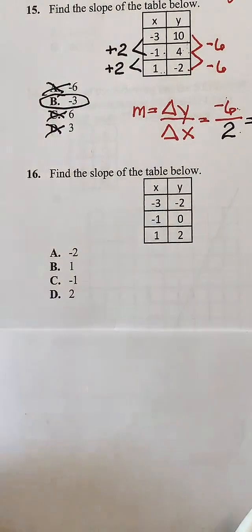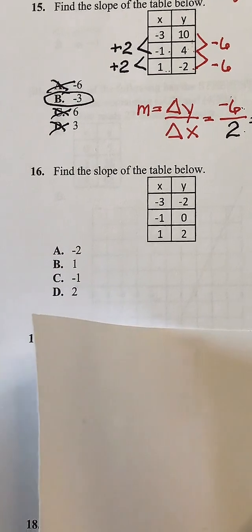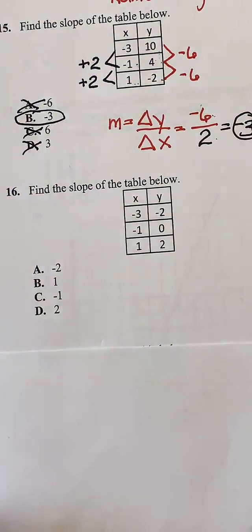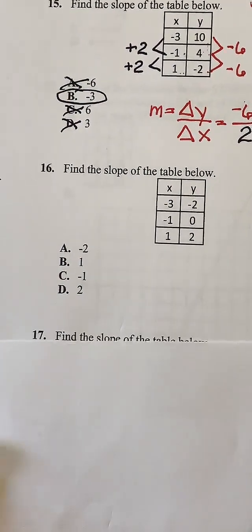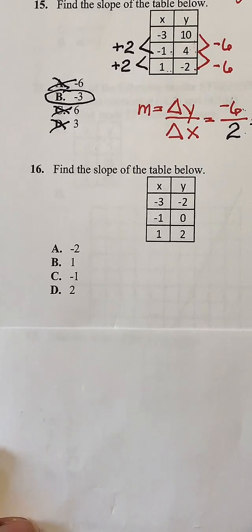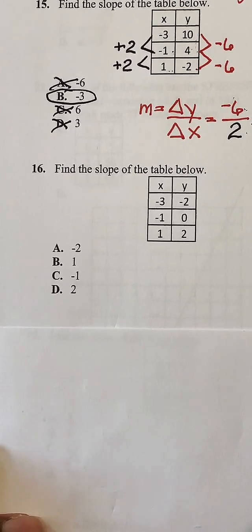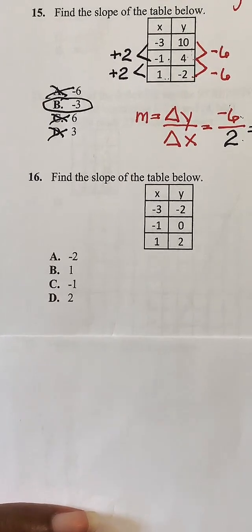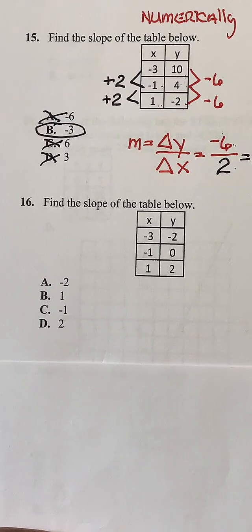All right, so I think we should be able to do maybe 3. I think we might be able to squeeze 3 more problems out. All right, what do we got? Find the slope. Think about what we did earlier. If I scroll down a little bit, I think it might be able to fit both of them here. So is it A, negative 2, B, 1, C, negative 1, or D, 2?